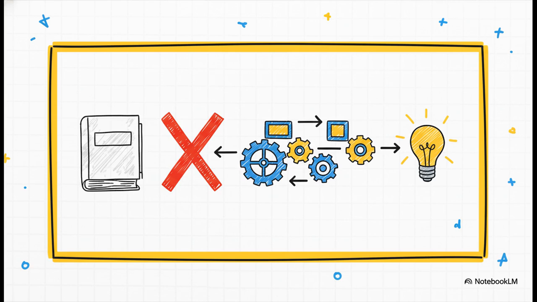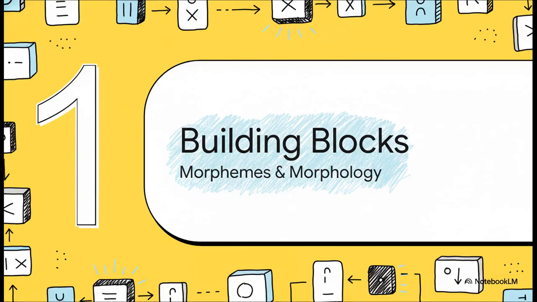But what if I told you that you don't actually need to run for a dictionary every time? What if there's a systematic code behind these massive words, a set of rules that you can learn, like right now, to build and understand them? Okay, so let's get into it.